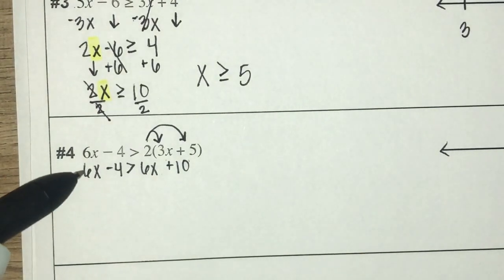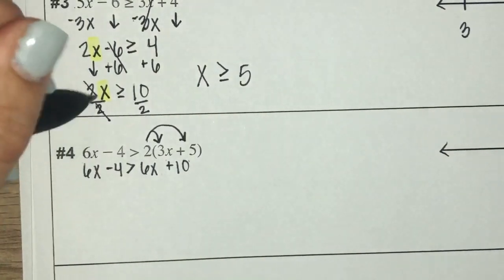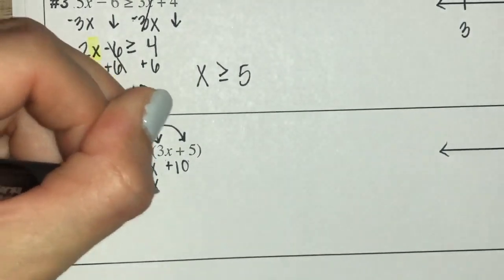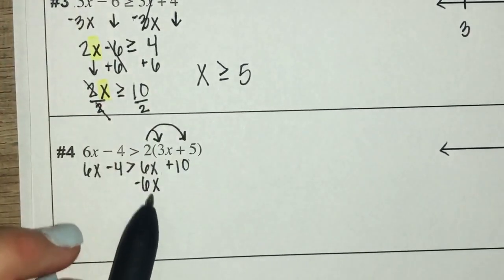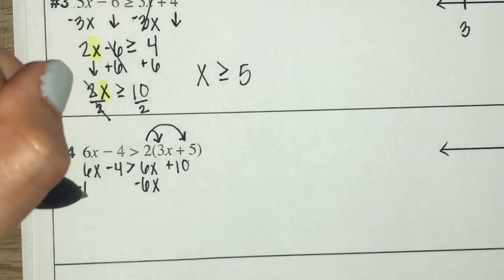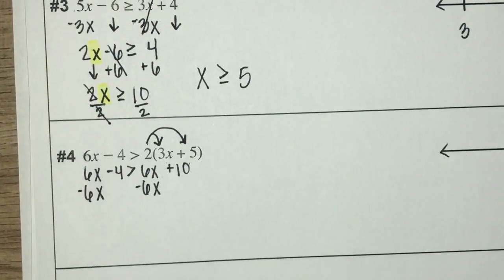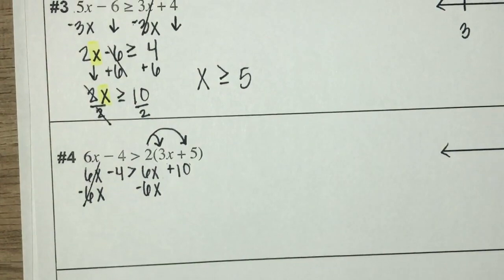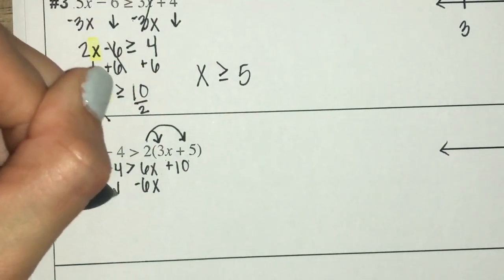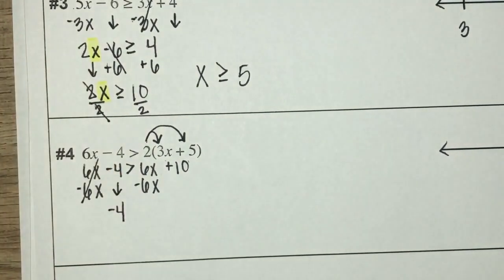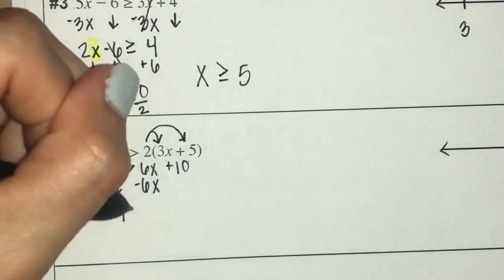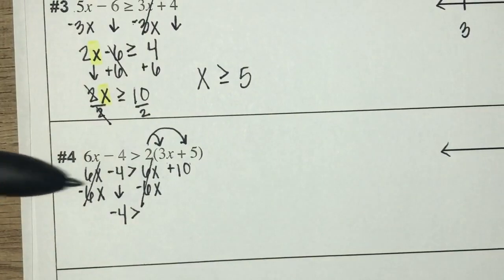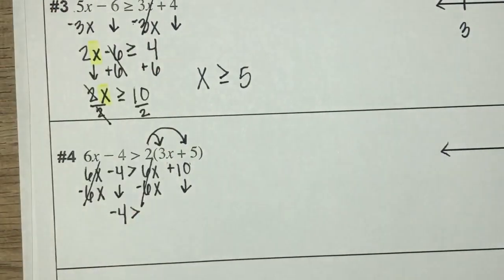So this is a positive 6x. So I'm going to subtract, and this is a positive 6x also. So I'm going to subtract 6x from both sides here. If I do it on this side, I need to do it to this side, so minus 6x and minus 6x. So 6x minus 6x cancels out, that's just 0. You can bring down the negative 4. You can bring down the inequality symbol. And then 6x minus 6x cancels out again. You can bring down the positive 10.